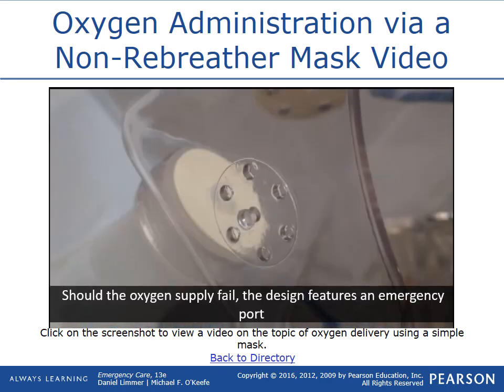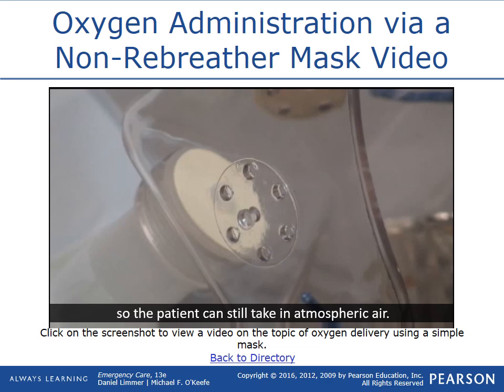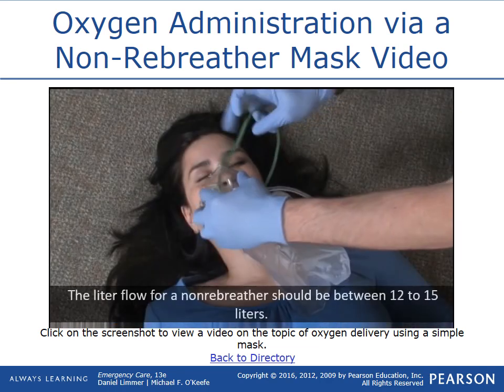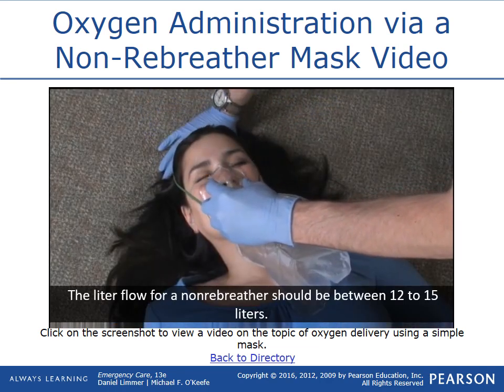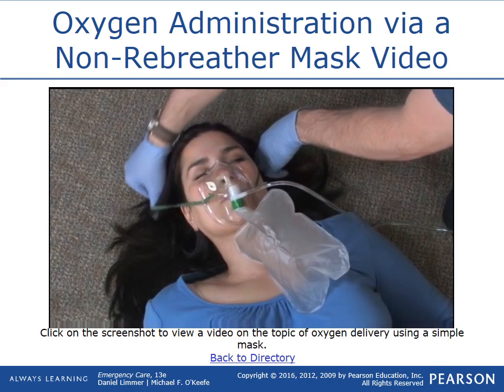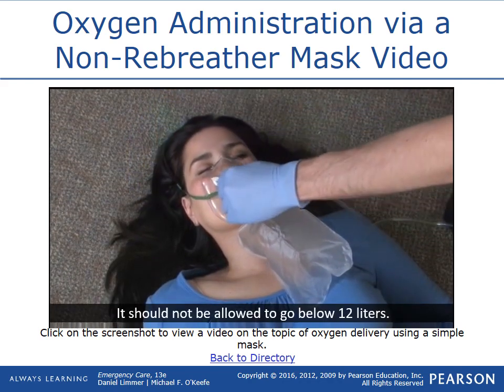Should the oxygen supply fail, the design features an emergency port so that the patient can still take in atmospheric air. The liter flow for a non-rebreather should be between 12 and 15 liters. It should not be allowed to go below 12 liters.